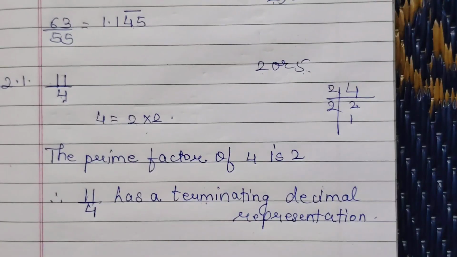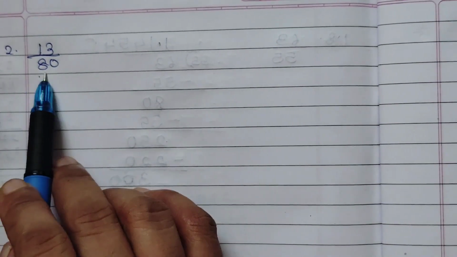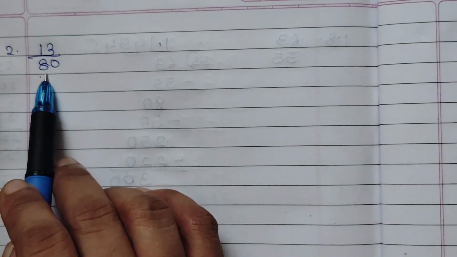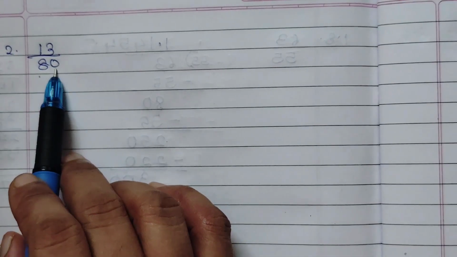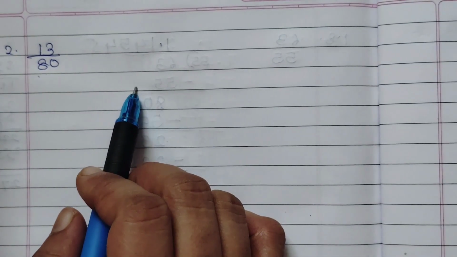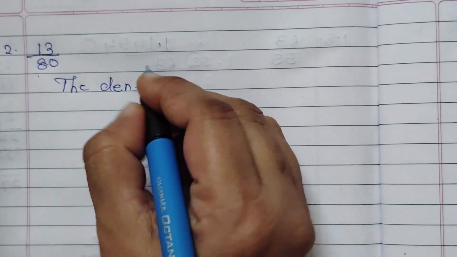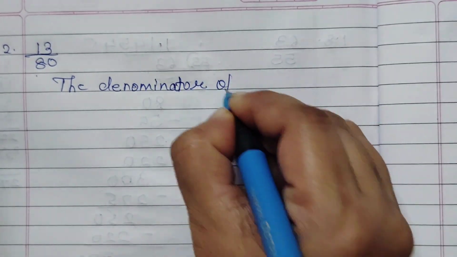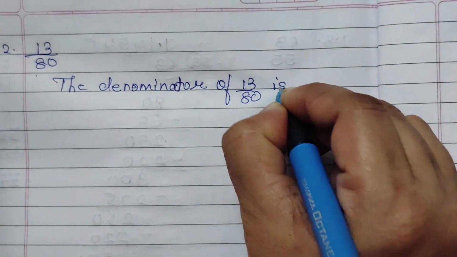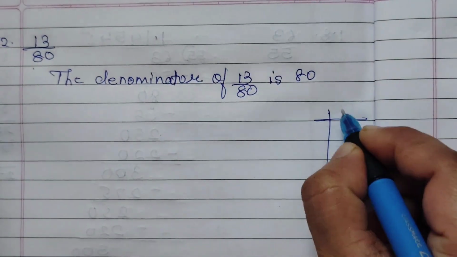Okay, now let's see the next sum. We wrote the question 13 upon 80. Now here again, not by the long division method, just by taking out the prime factors of the denominator, we have to tell whether it is terminating or non-terminating. So we start: the denominator of 13 upon 80 is 80, right? So we will take out the prime factors of that.